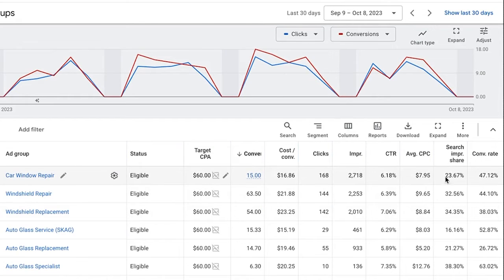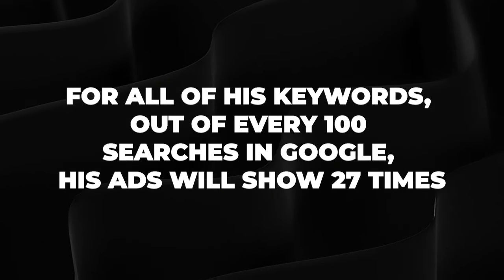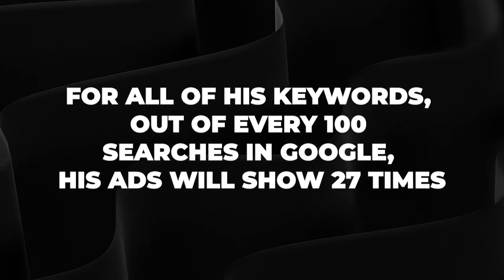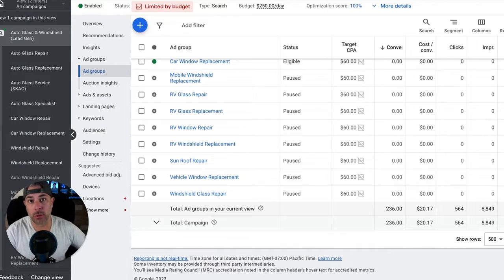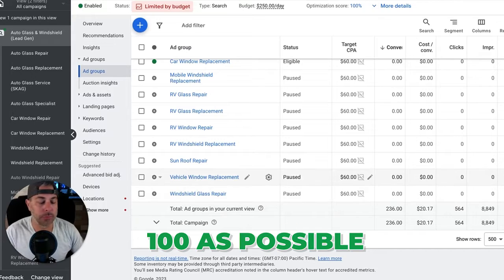So you'll see in this client, he's only got 27% out of 100 search impression share. All that really means is for all of his keywords, out of every 100 searches in Google, his ads will show 27 times out of those 100. Obviously, the closer you get to 100, the more clicks you're going to get. So you want to be as close to 100 as possible.